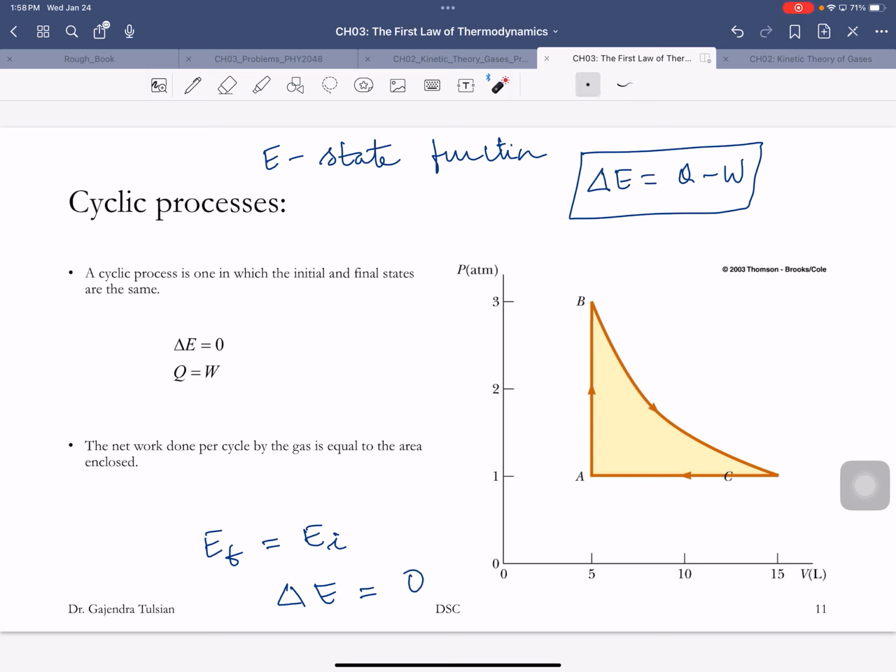Okay. So now we have said something about this term. So for a cyclic process, change in internal energy is 0. If the system did any work, that's how much heat you must have added in that cyclic process. Okay. So that's what that is.